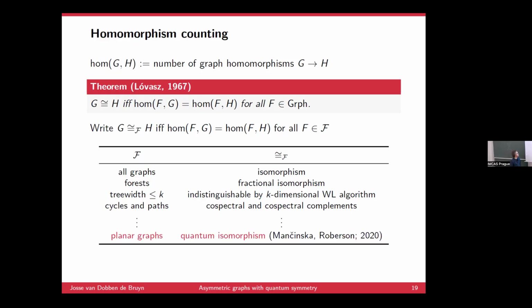And then Mančinska and Roberson showed that quantum isomorphism is characterized by homomorphism counting from planar graphs, which is just a bizarre statement because planar graphs are one of the most natural classes of graphs, very important in graph theory. And somehow it has something to do with this quantum isomorphism.